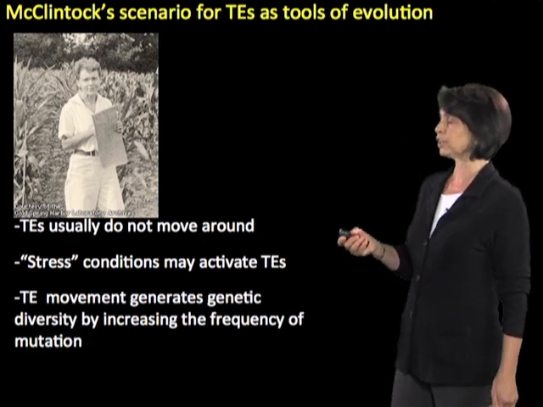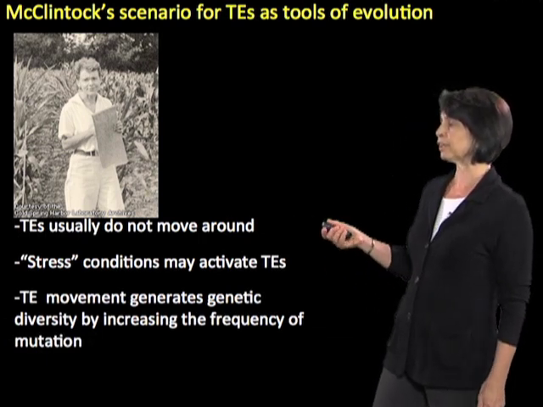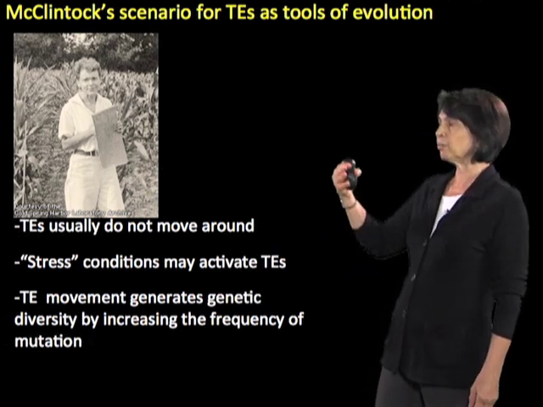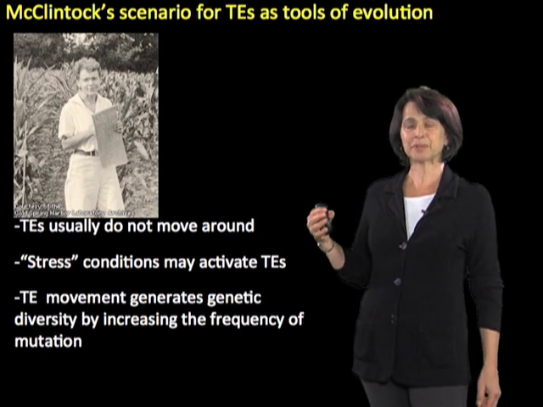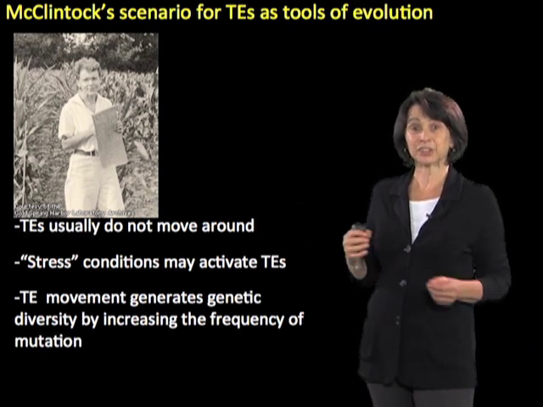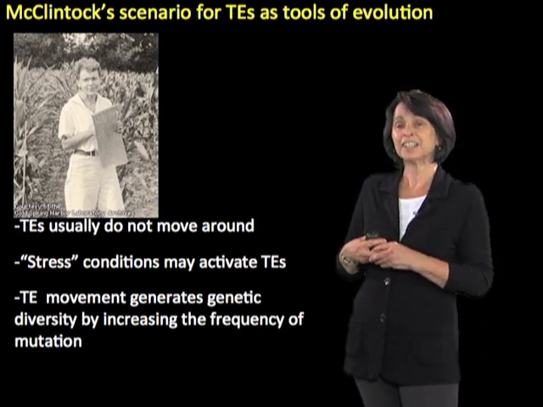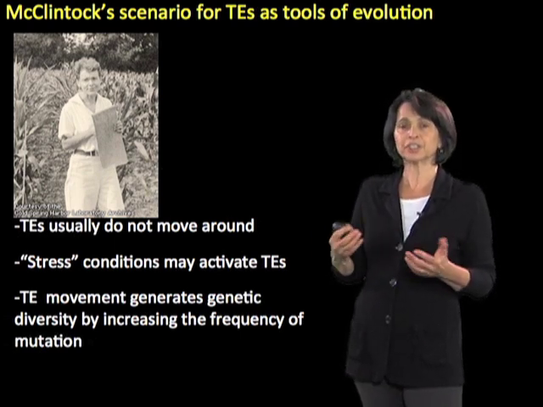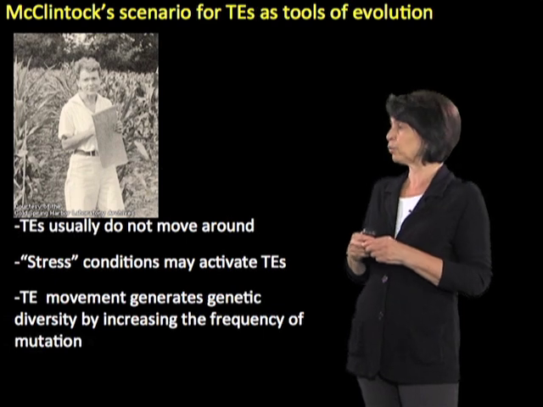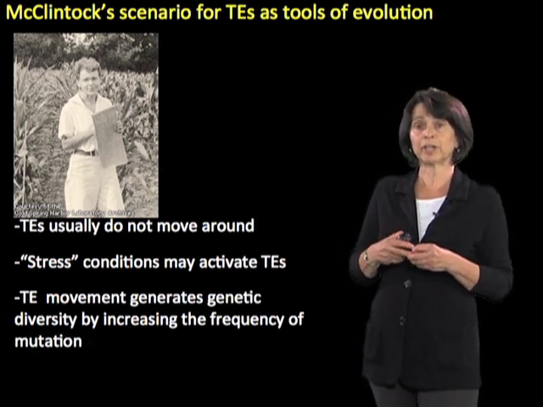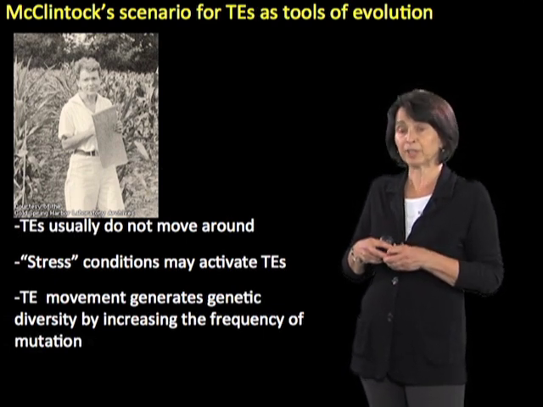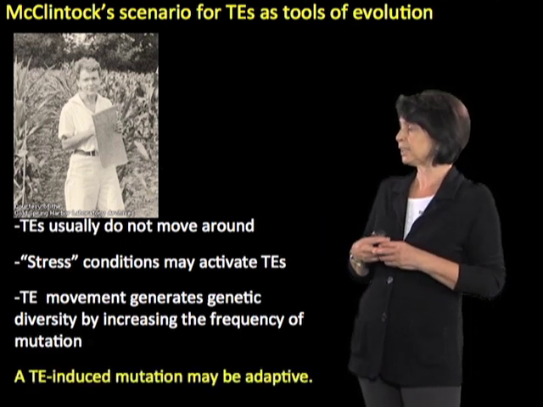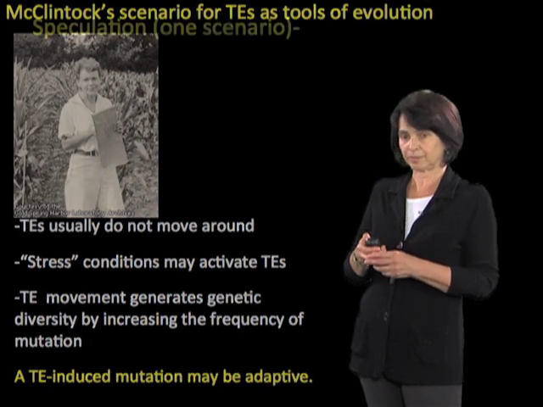Again, the movement of transposable elements generates genetic diversity and increases the mutation frequency. McClintock looked at mutagens. She looked at elements the way geneticists look at mutants. These are, as I said at the beginning, not insertions that will benefit the organism. However, we've been able to identify an element where most of the insertions are benign. And as we said, a rare TE-induced mutation may be adaptive.